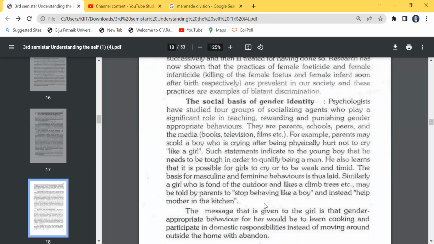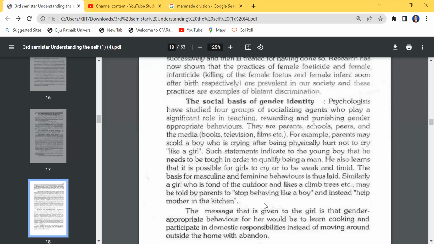Psychologists have studied four groups. These four groups play a significant role in teaching, rewarding, and punishing to get gender-appropriate behavior. They are parents, schools, peers, and the media, that is books, television, film, etc.